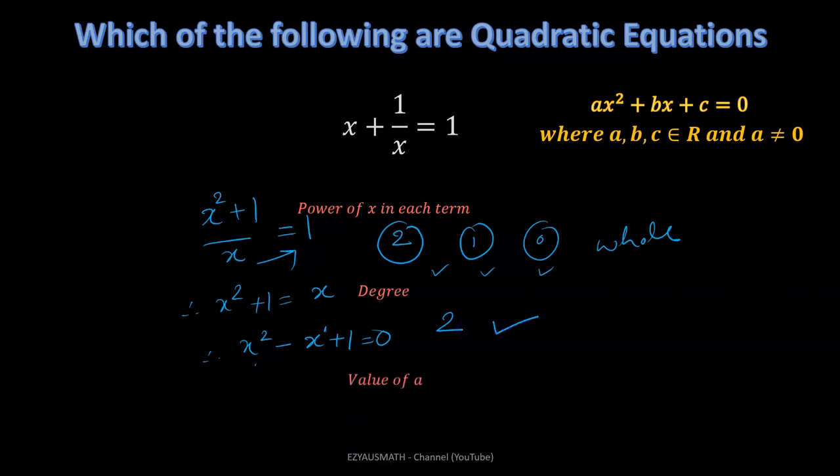And the last check, the value of a is the coefficient of x square. As x square has nothing written with it, we can say that it's 1. So the value of a will be equal to 1, which is not equal to 0. Hence this condition is also good. All the three conditions are good. Hence this is a quadratic equation.